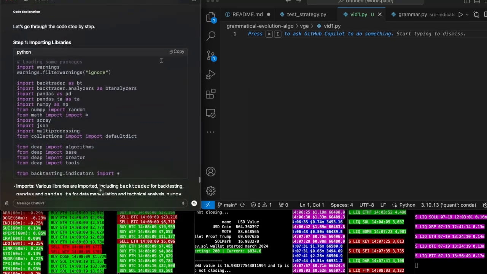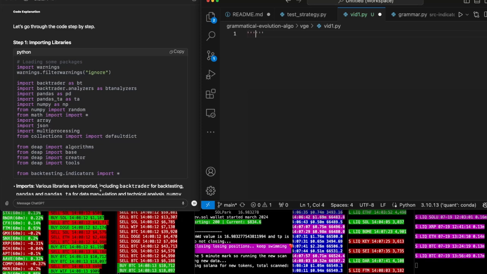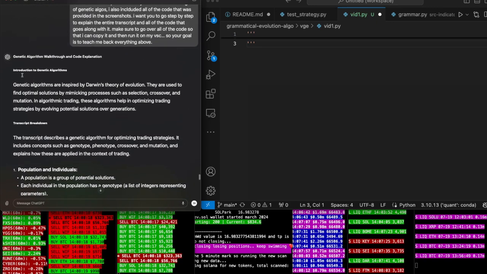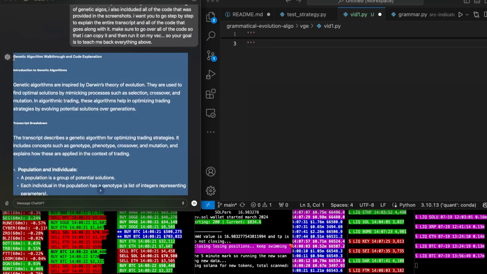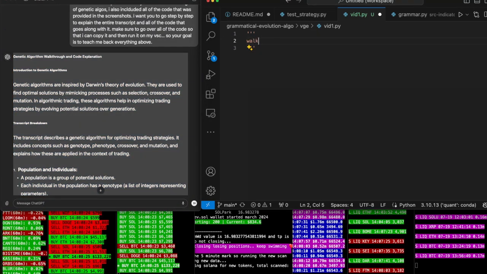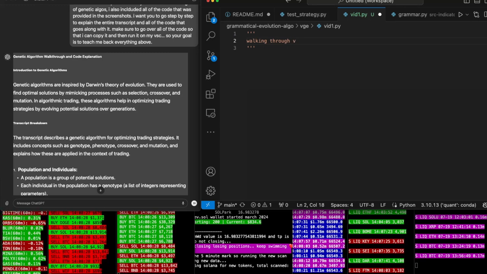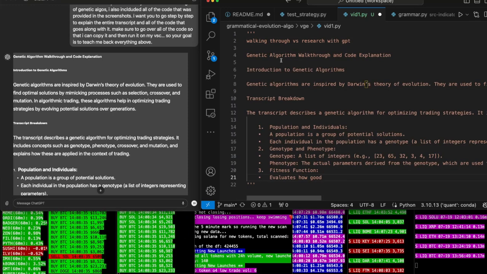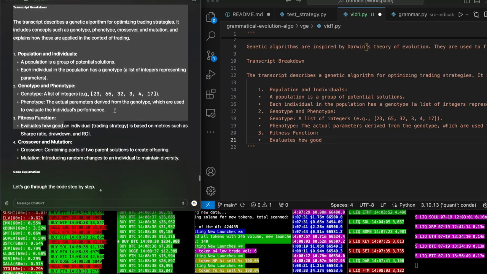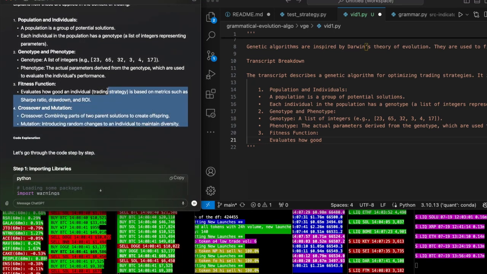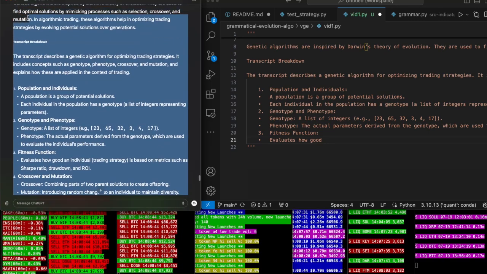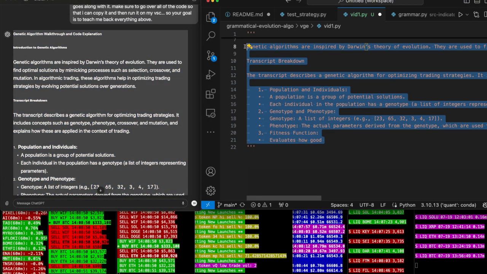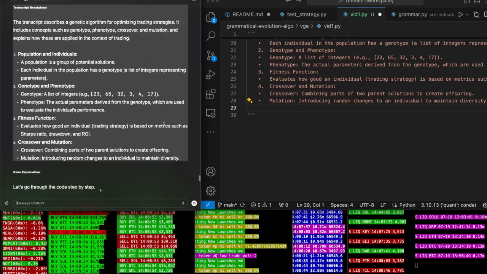So let's go over this code step by step. Let's go ahead and put all of this in there because I feel like this is... I'm walking through this research with GPT. Okay, that looks better. Now let's walk through all the code here.